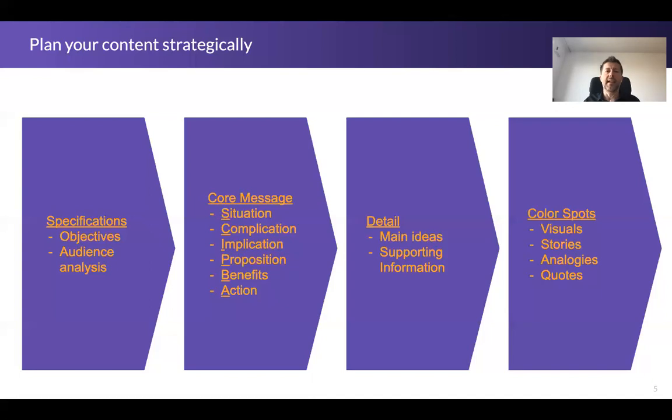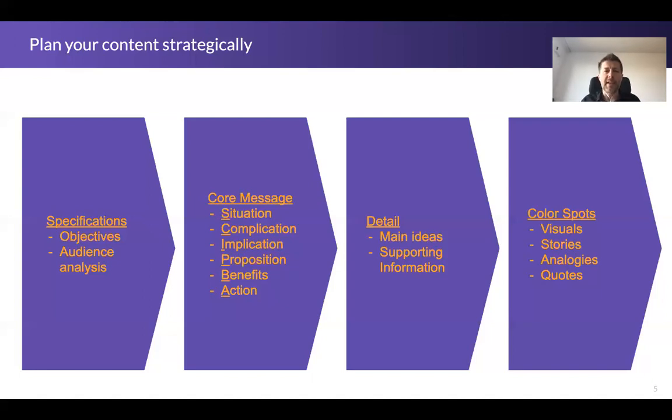express that in the SCIPAB way. SCIPAB is situation, complication, implication, proposal, benefits, and action. It's a ladder-like structure which helps you validate the message very quickly. Situation is something which is hard to dispute. Complication is an event which makes it uncomfortable for your audience. Implication is all the consequences of it named. Proposition is what you want them to achieve. Benefits is what you want them to take out of this. And action is the immediate thing you want to do after the presentation. I'll show you an example shortly.